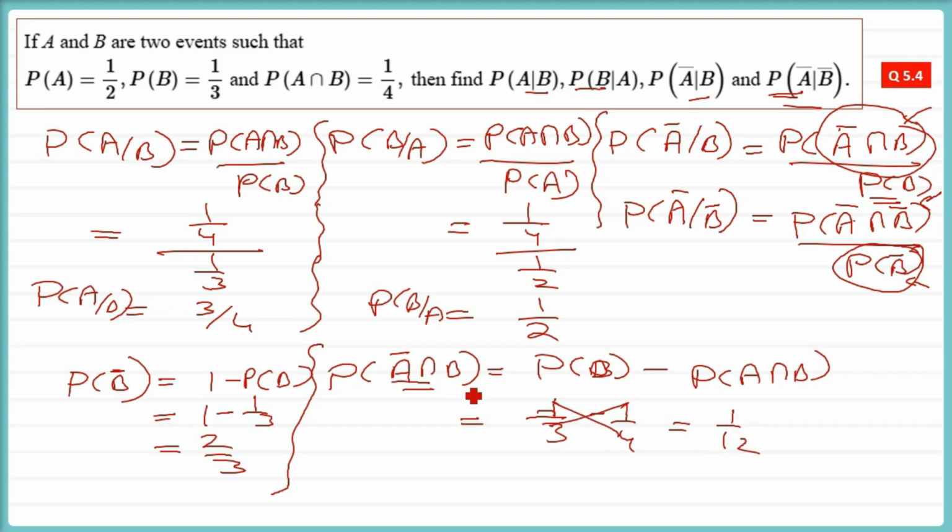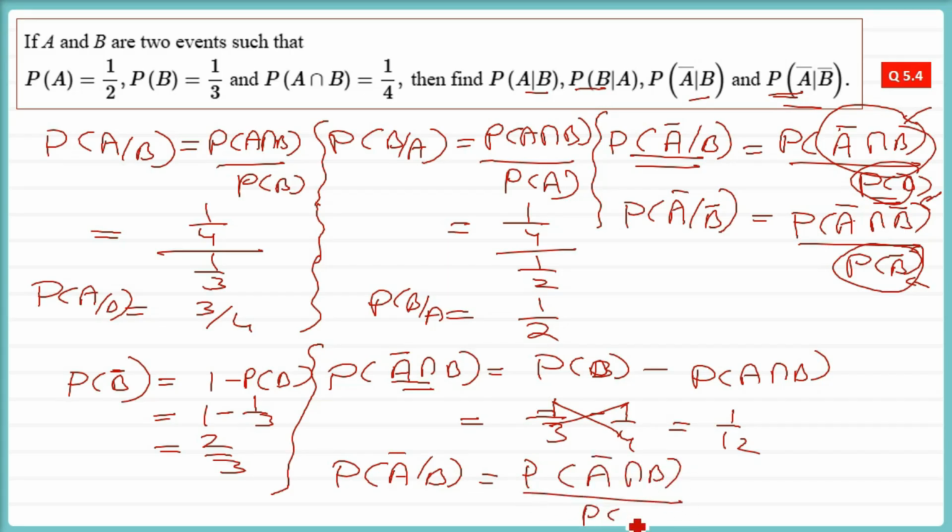Now we are ready for the P(A'|B) computation. Let's do it first. The formula I am writing again: P(A'|B) is P(A' ∩ B) divided by P(B). Now we have just computed P(A' ∩ B), which is 1 by 12. P(B) is already given in the question, which is 1 by 3. So this will be 3 by 12, which comes out to be 1 by 4.